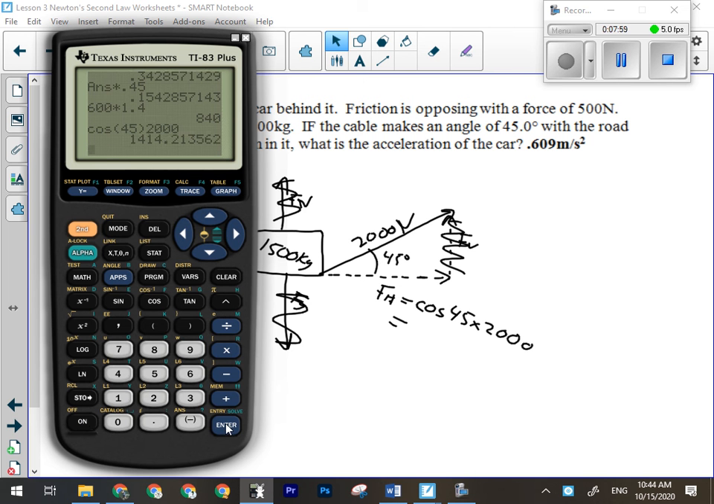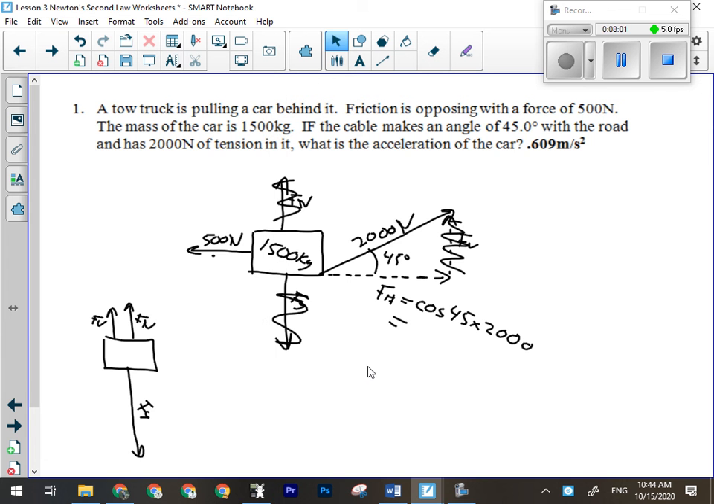Okay, so 1,414.21. Okay, so I've got 1,414 newtons going forward. I've got 500 newtons going backwards. Okay, and I calculate my net force now.